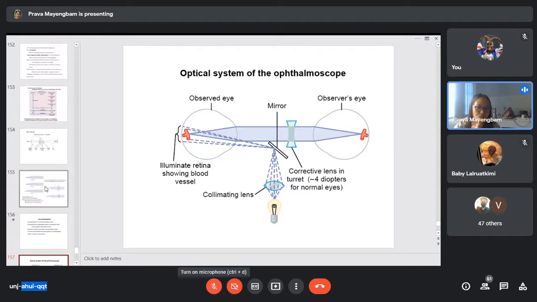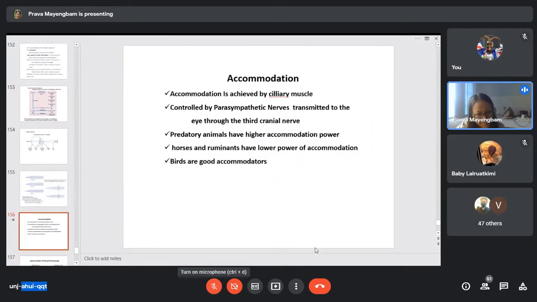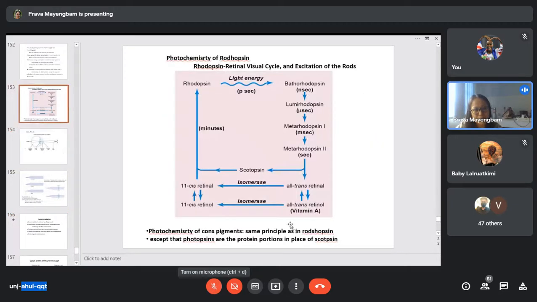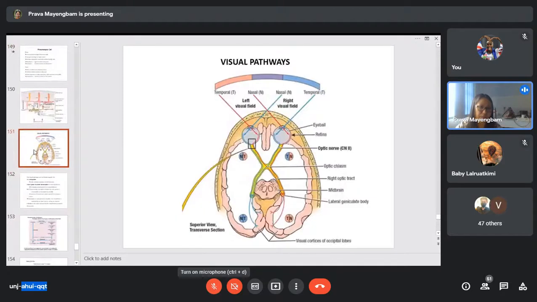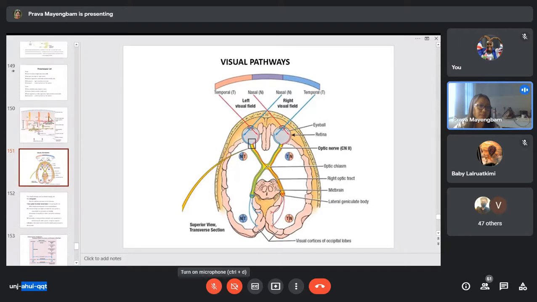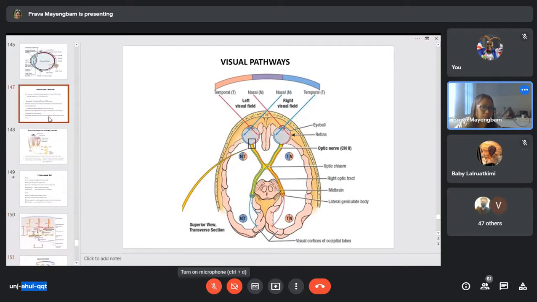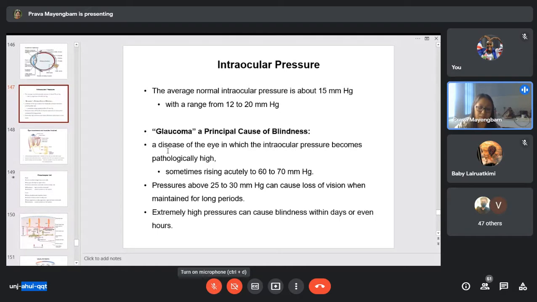Only this much. What we have discussed today in this class is the different muscles involved in movement of the eye. Then what the photoreceptor cells are, what accommodation is, and what emmetropia is. Then different defects of the eye. Then the visual pathway. What is the optic chiasm? That is important. And what is glaucoma?